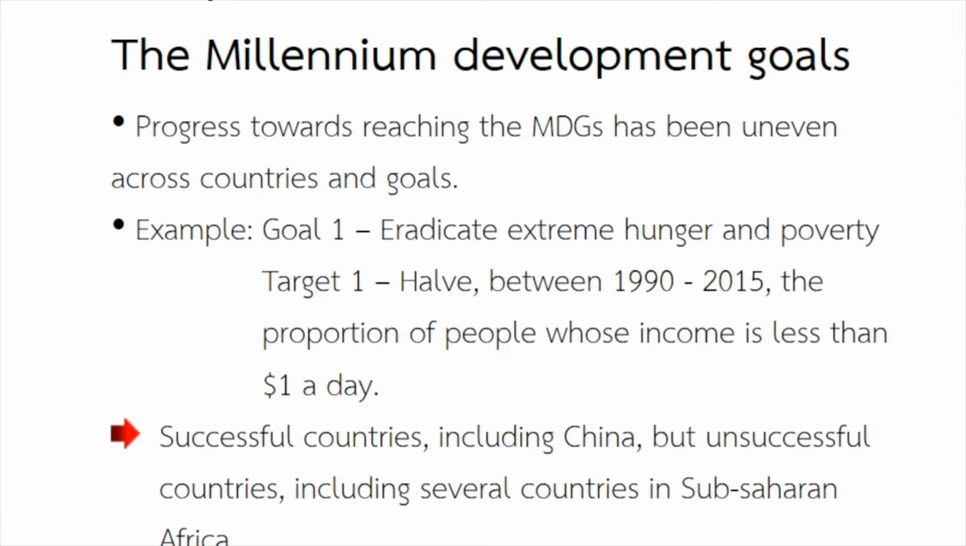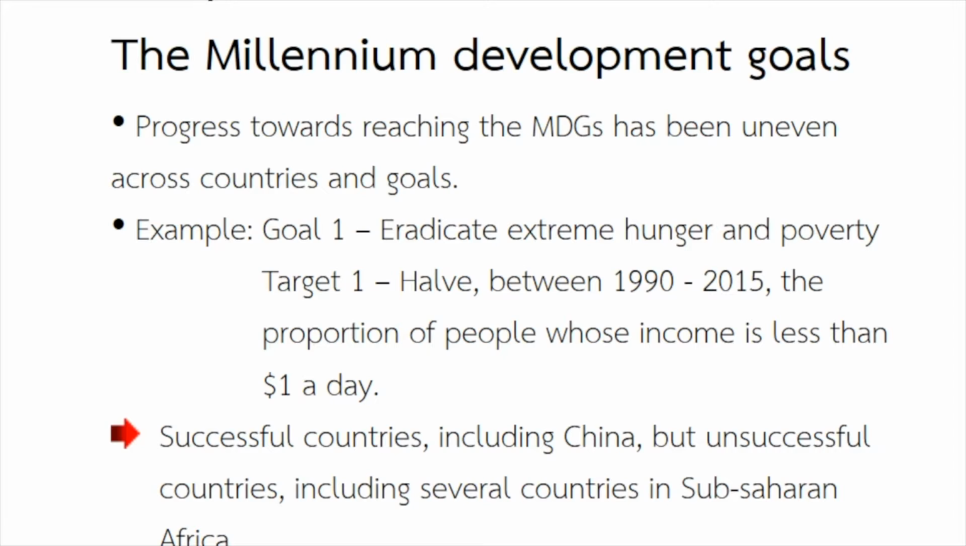The progress towards reaching these Millennium Development Goals has been very uneven across countries and goals. That means that some of these goals were achieved, some of the goals were not achieved. Some of the goals were achieved in specific countries, while other countries failed to achieve these goals. Take, for example, goal number 1. Goal number 1 was to eradicate extreme hunger and poverty. And there was a specific target that said that between the years 1990 and 2015, the proportion of people whose income is less than $1 a day should be reduced by 50%.